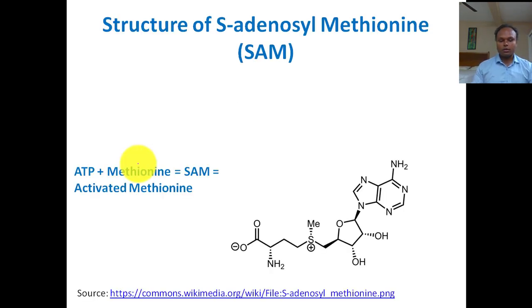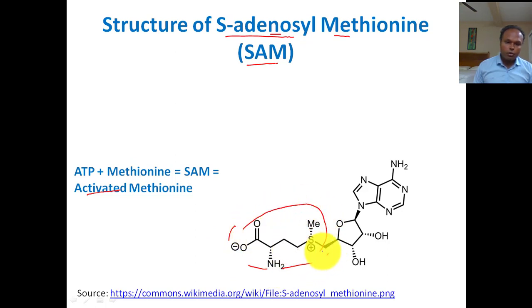Now let's first talk about activated methionine. Activated methionine is also called SAM, S-adenosyl methionine. This S-adenosyl methionine is the methionine amino acid, with its sulfur group attached to adenosine, which is adenine plus ribose sugar. So the methionine is attached to adenosine.